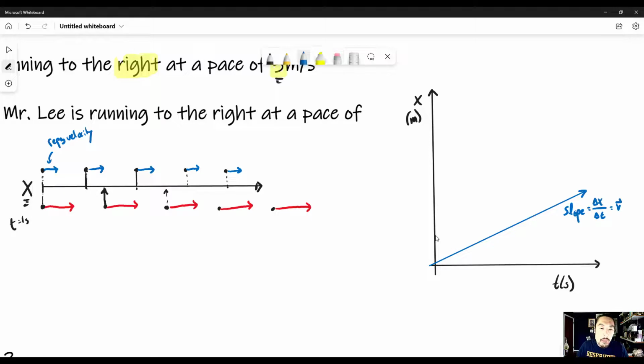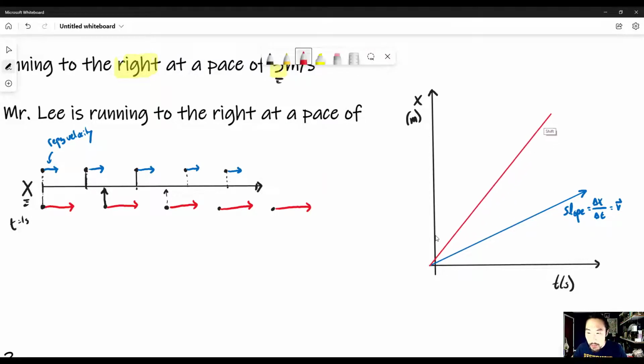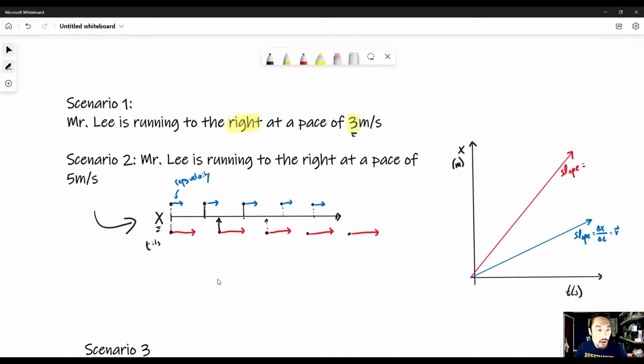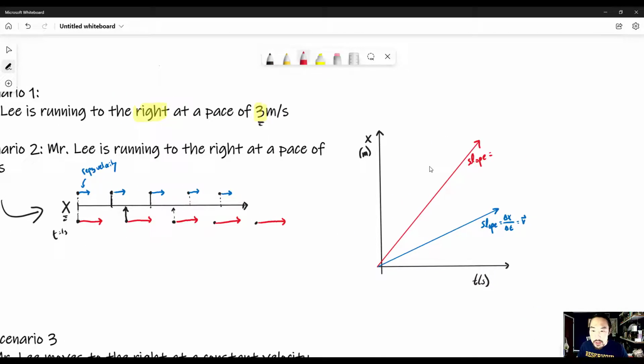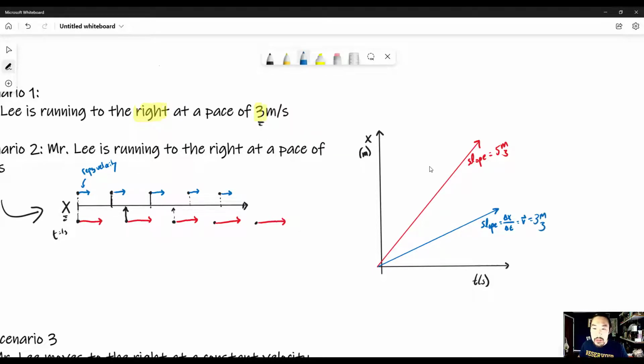Compared to scenario 2, where I believe I was moving faster, and we started off at the same spot. So here I have a greater slope, and for this one, what did I say? How fast was I running for scenario 2? 5 meters per second. There we go. So for this one, my slope is going to be 5 meters per second, and scenario 1, I believe I was at 3 meters per second. All right. So a couple of things I want to point out.